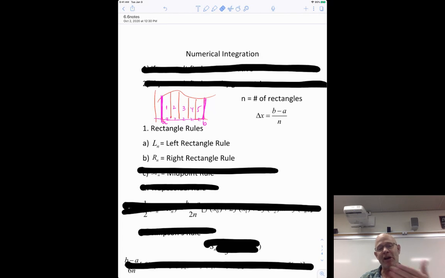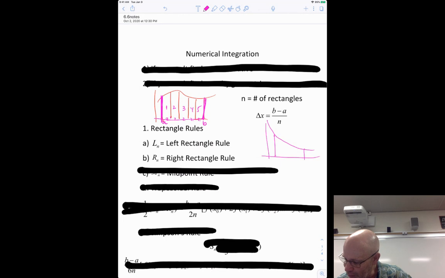If it was always inscribed or always circumscribed, the left and right would be the same, right? So if you had a curve that's always decreasing, notice we go from here to here, and we use the left-hand edges. They're always circumscribed, right? And if I use the right-hand edges, they'd always be inscribed. If it was increasing, it'd be just the opposite. But we're not going to concern ourselves with that. We're just always going to use the left or always use the right.